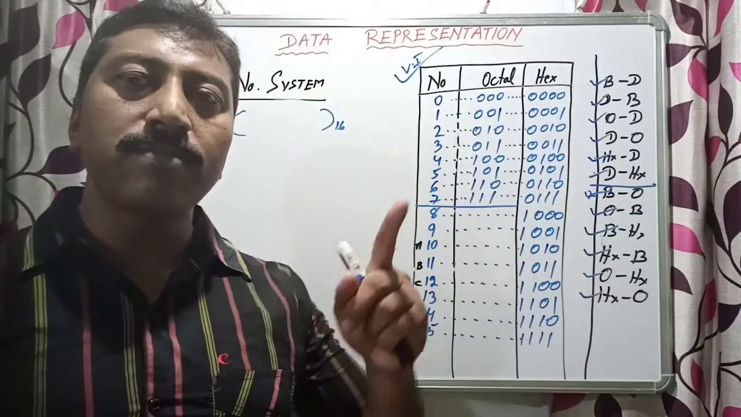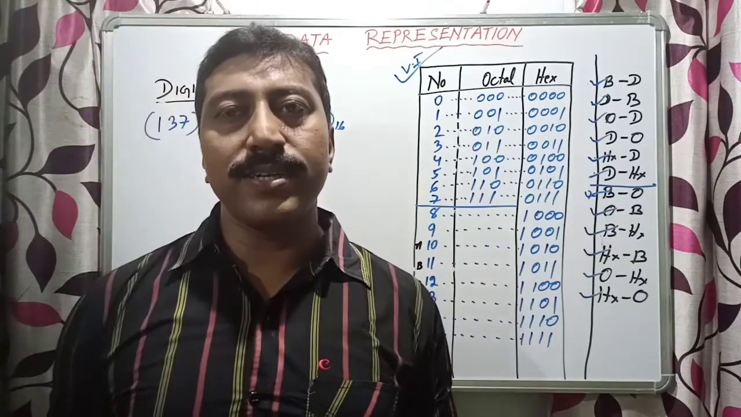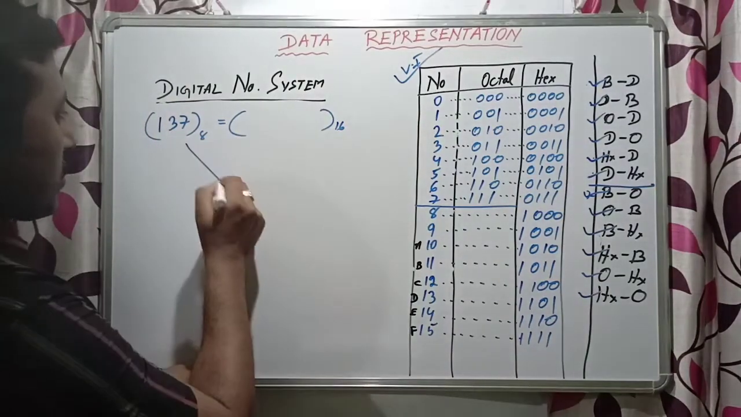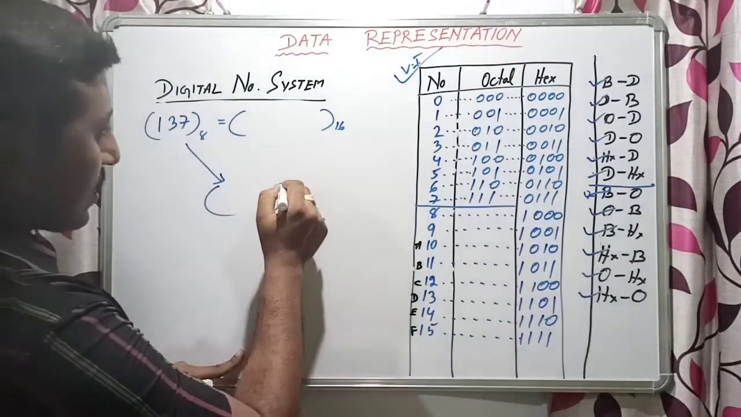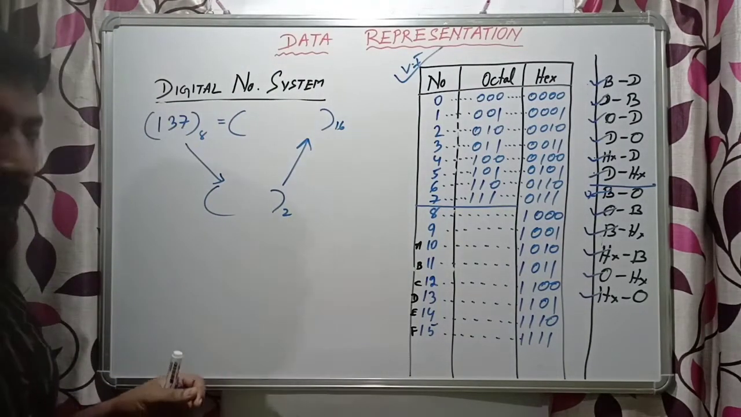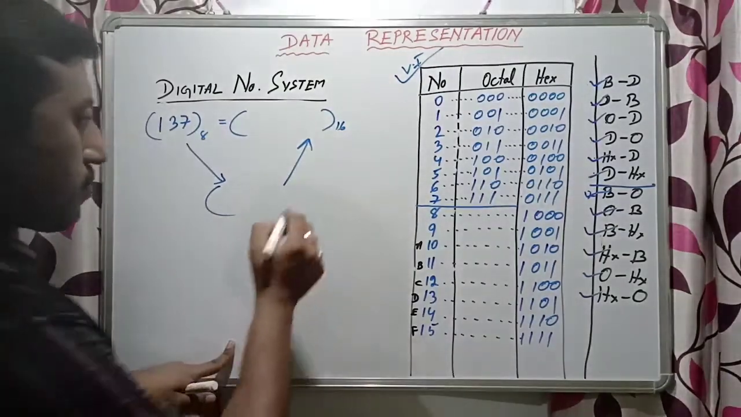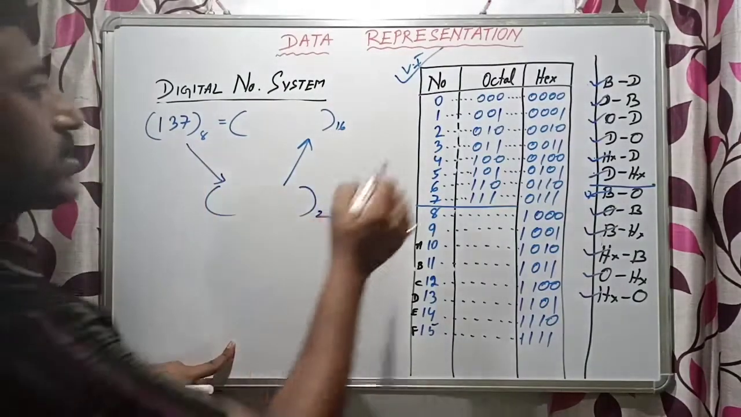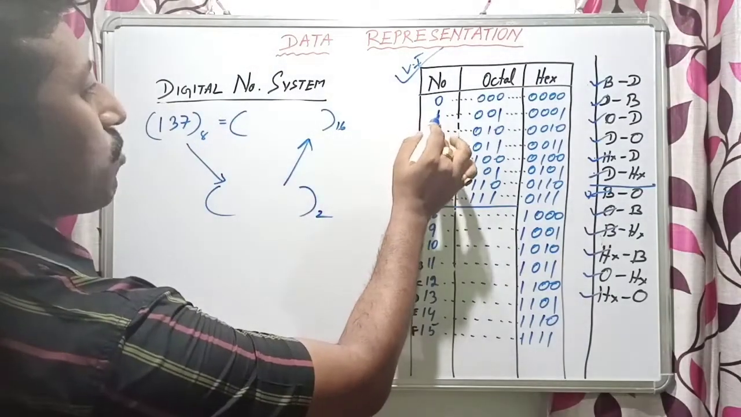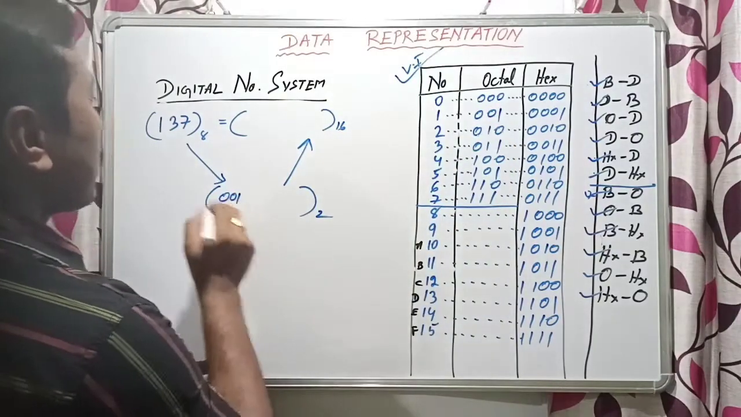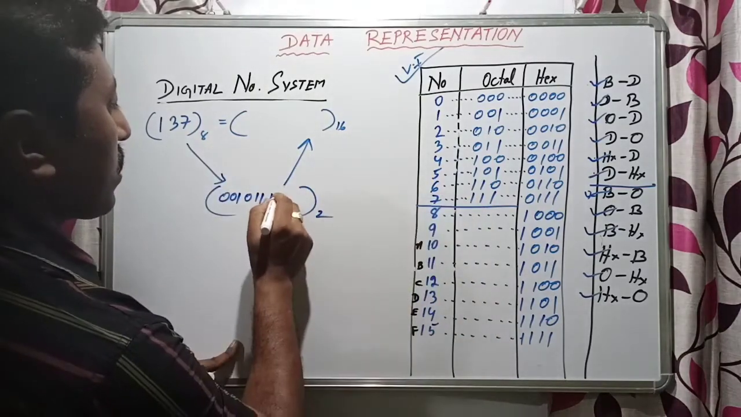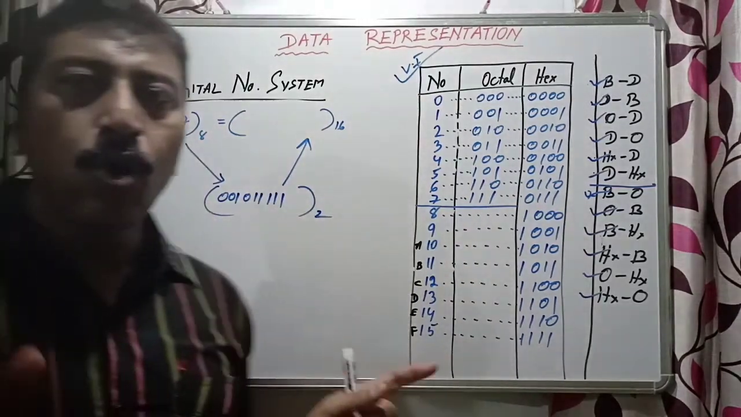It will be easy to take the binary number system. So we'll convert octal to binary, then binary to hexadecimal. First we'll convert this one to binary form, and that same binary we'll convert to hexadecimal. Let us see 137. First we will convert octal to binary. 1 means 001, 3 means 011, 7 means 111. Now we have converted octal to binary form.